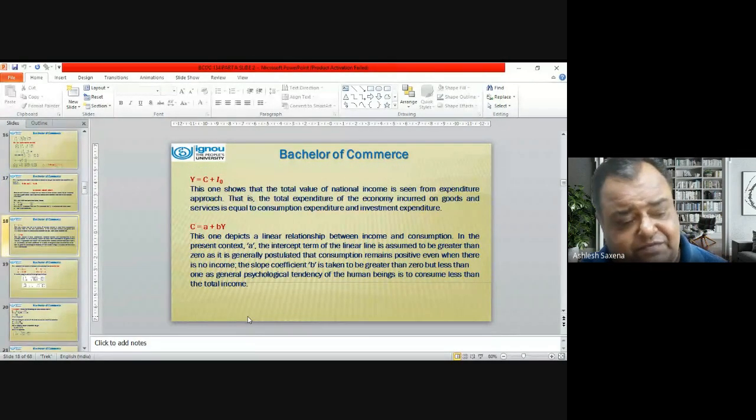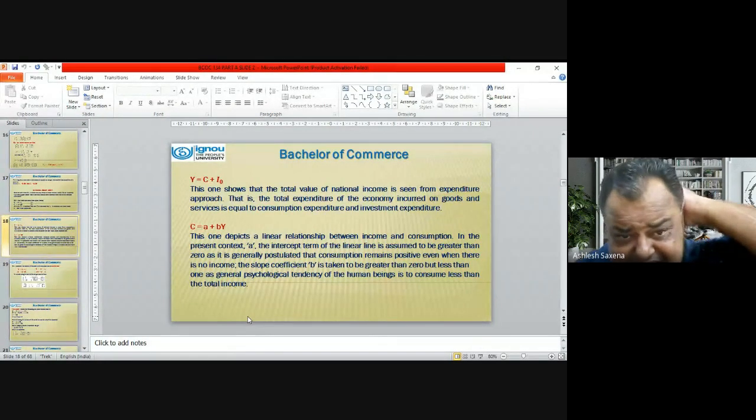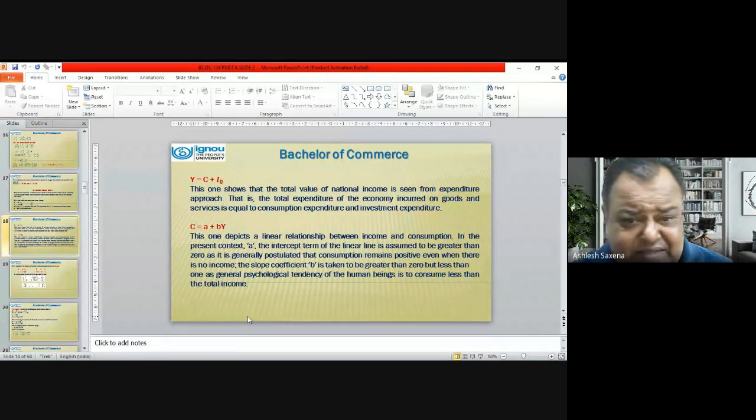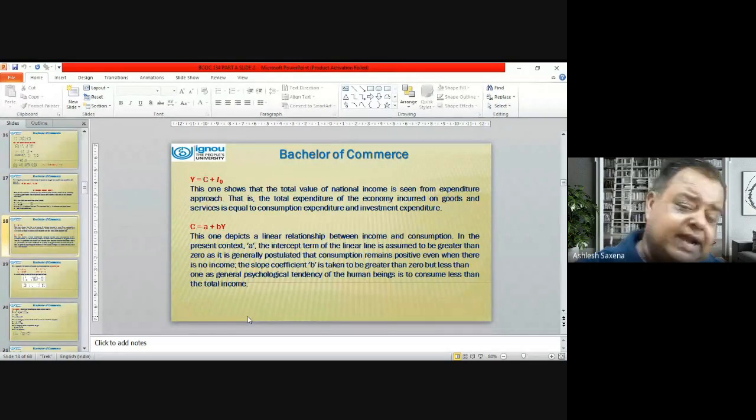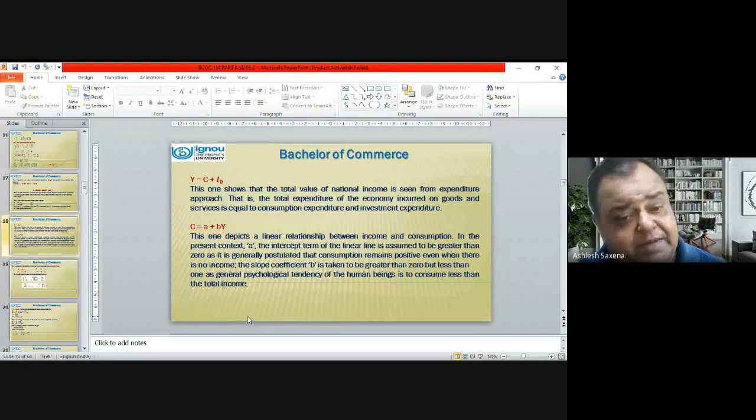As we have discussed for these two equations, Y is equal to C plus I naught. This equation shows that total value of national income is seen from expenditure approach. That is, the total expenditure of the economy incurred on goods and services is equal to consumption expenditure and investment expenditure. That means Y is equal to C plus I naught. Secondly, we have C is equal to a plus bY.